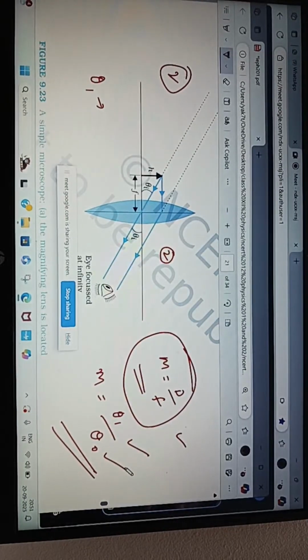So, what is the difference in calling the first one and the second one? The first one is called, I already wrote it there. The second one you have to tell. The first one you will call linear magnification. The second one you will call, come on, you know, angular magnification. Yes, sir. Tell me the first one.